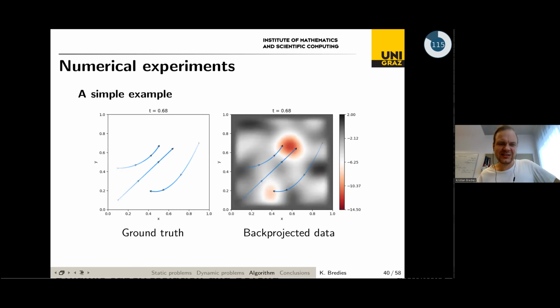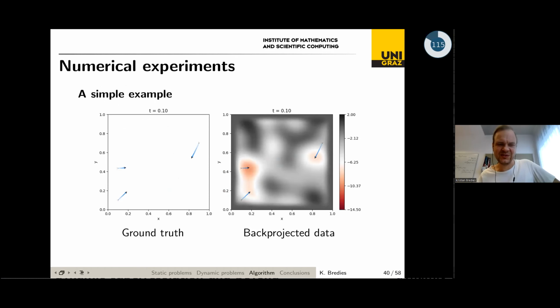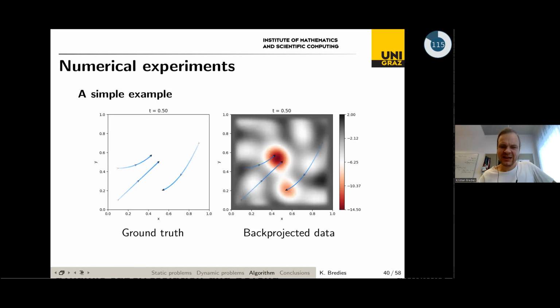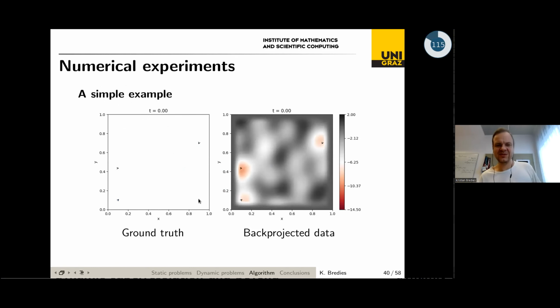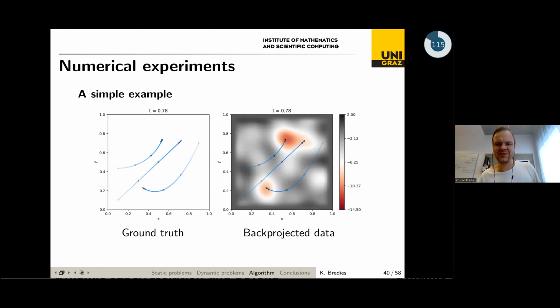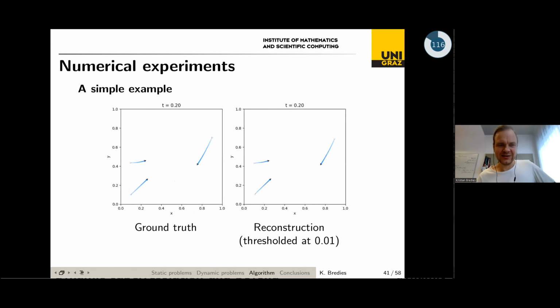Here's a simple example with three curves moving in time. On the right hand side, you can see the back projected data, just using the adjoint of the forward operator. It gives you a little bit of an overview of the quality of the data. You see that it's a very, very low resolution. All right, so this is what we obtain if we run the algorithm.